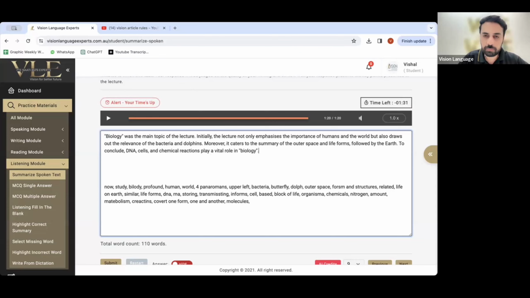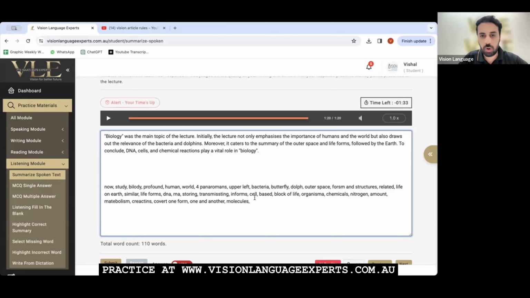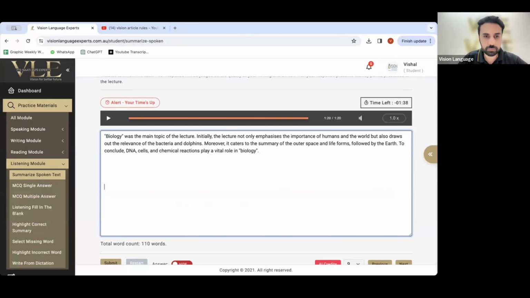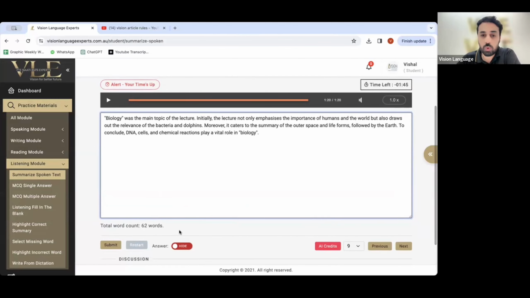Again, biology, we're going to put in inverted commas. Okay, so I will just... 62 words. Now, 62 words, not a bad amount of words, but what matters the most here is that you have proofread it properly. There should not be any mistake.